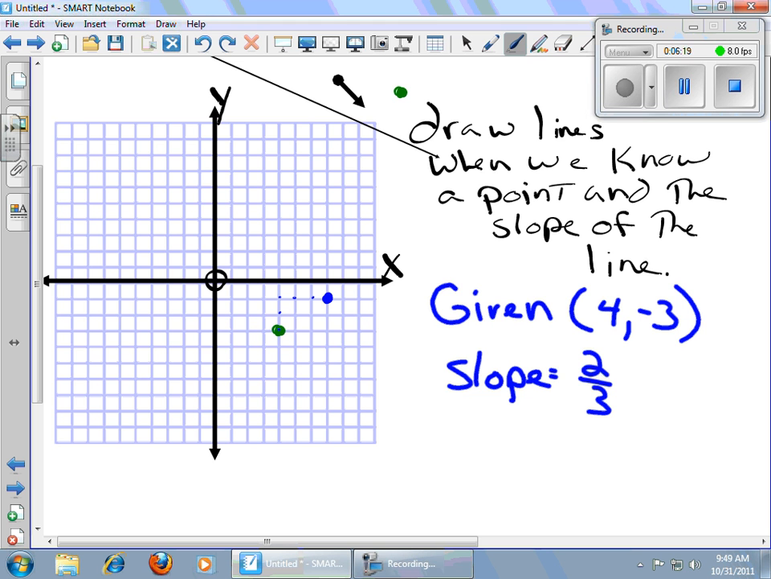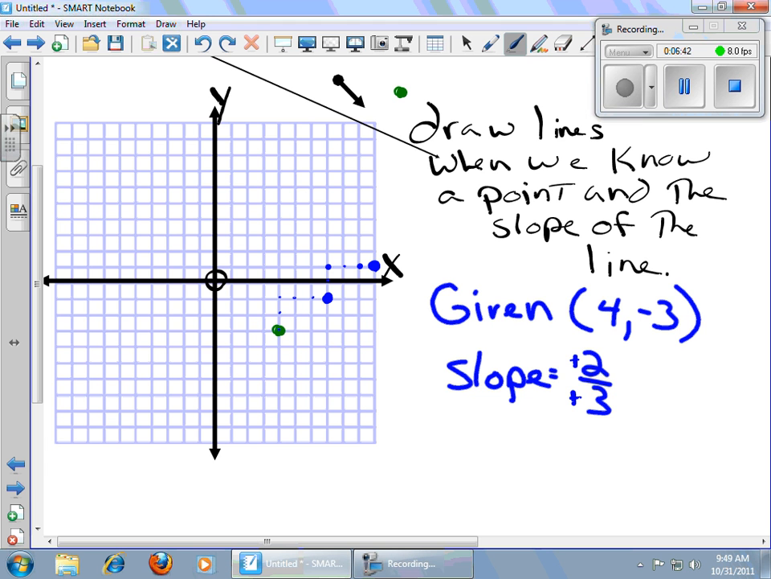To help me draw a better line, I'm going to do it again. From this new point now, I'm going to count up 1, 2, and then right 3: 1, 2, 3. Just to review, I'm counting up because my 2 is positive, and I'm counting right because my 3 is positive. Now I have 3 points, and I can draw a pretty nice line.